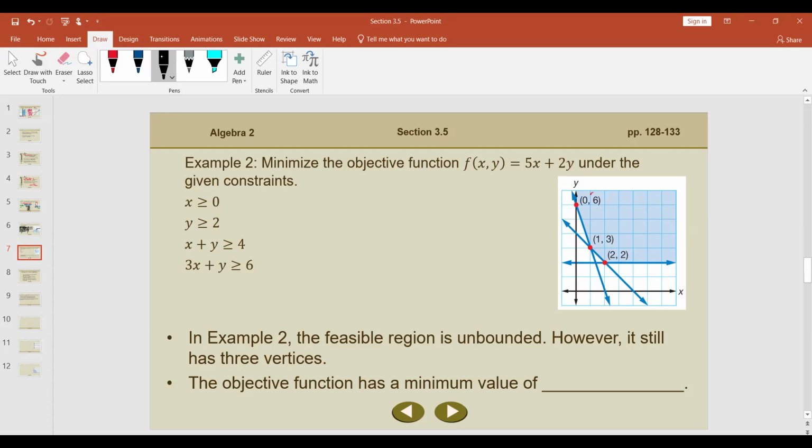Everything greater than the x and y is greater than or equal to 4, and the 3x plus y is greater than or equal to 6. So you can see here, they didn't show you the x is greater than 0 simply because that's your y-intercept. So that's kind of understood right here along that y-intercept. That is a mess. Okay.